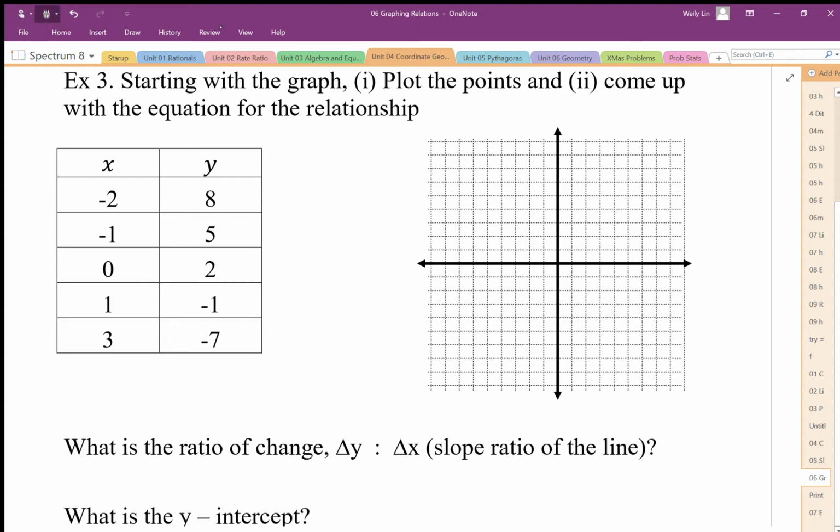Okay, so I am first going to identify that I'm going to start at y equals 2, and I'm going to graph this. So -2, +8 is right there. -1, +5. 0, 2. 1, -1. 3/7 down. Okay, they're all lining up, which indicates that there must be some constant rate in this problem. It is a linear relationship, so I'm looking for our constant rate and some starting point.